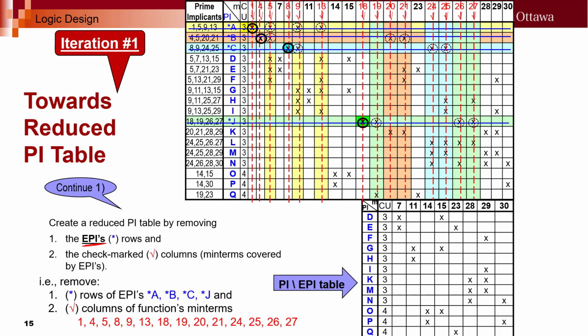then after I place a check mark for each minterm covered by the EPI, for instance, because I've selected A, what will A cover, guys? A will cover, as we can see, 1 and 5. Therefore, I put a check mark at 1 and 5. Okay, and so on. In other words, I have to remove the PIs A, B, C, G, and the checked columns of the minterms 1, 5, 8, 9, 13, up to 27, okay?